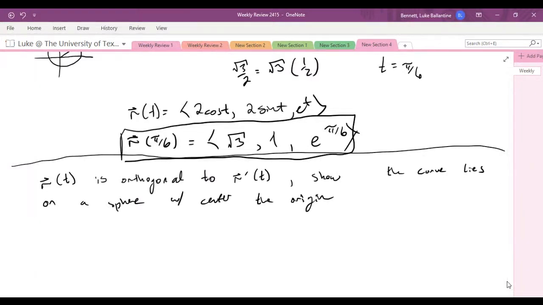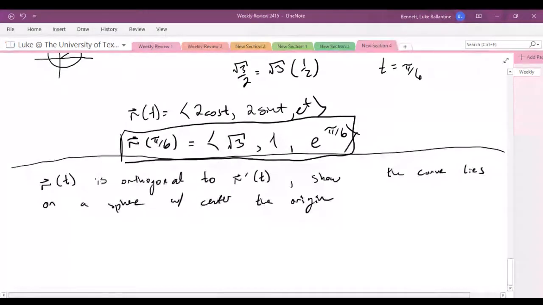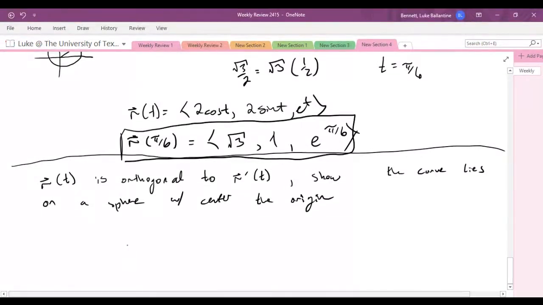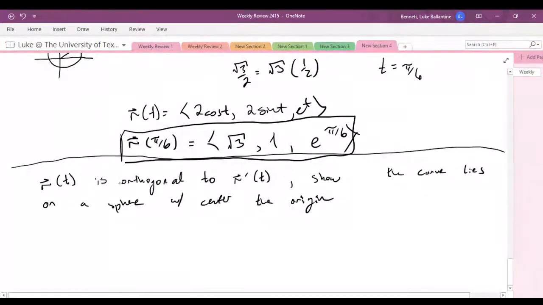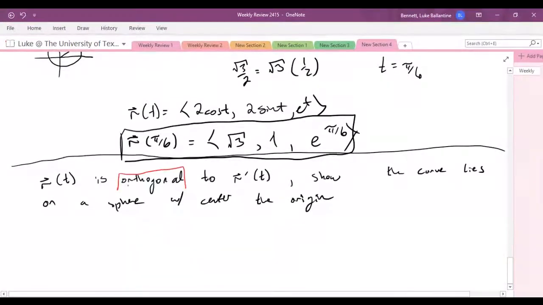r of t is orthogonal to the derivative of r. That's the only information we're given. Show the curve lies on a sphere with center the origin. How do I solve this? Any ideas? How do I prove this? What should I do with this statement? Orthogonal?